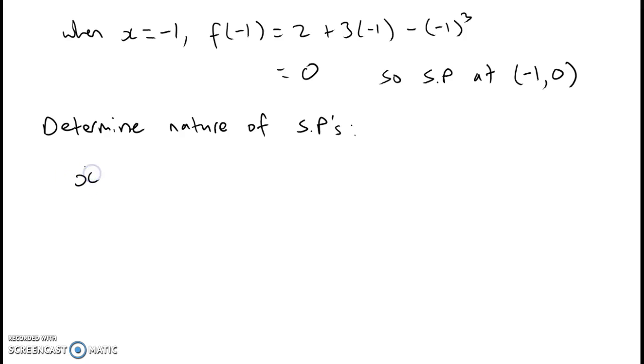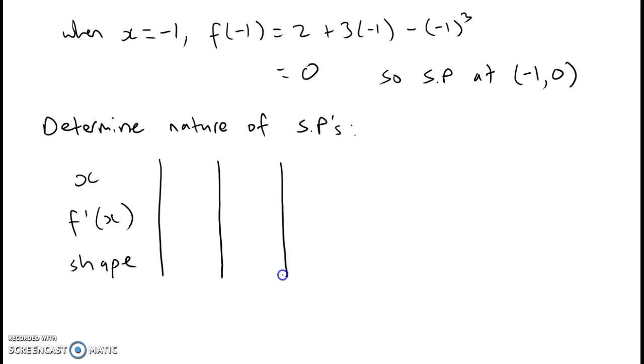We'll have x, f dash x at the value of the gradient, and then the shape. Now with these tables, we want to choose x points on either side of our stationary point. So for us, we had a stationary point at x equals minus 1 and at x equals 1.